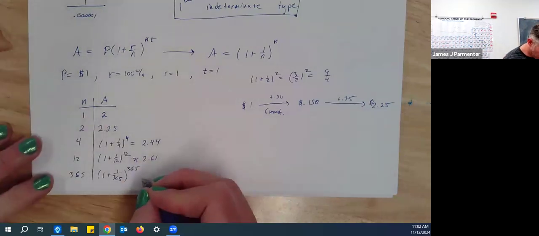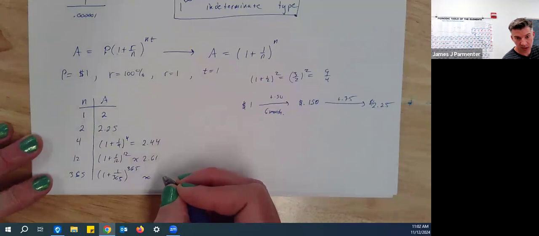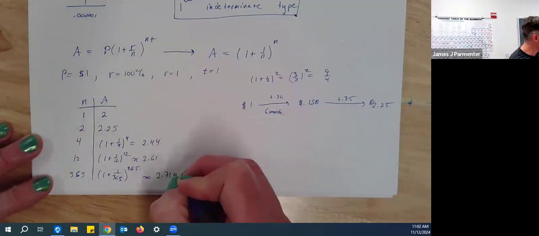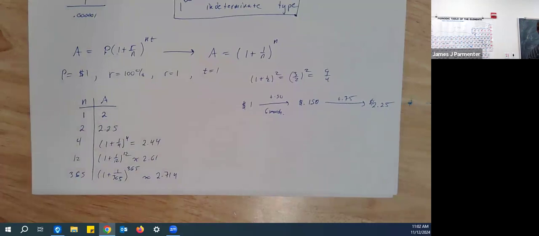You get to be approximately 2.714, $2.71 and 4/10 of a cent. And as you might see what's happening here, we're getting closer and closer and closer to the value of e. So as you compound this interest more and more frequently, this value gets closer and closer to e dollars, $2.71 and some fraction.